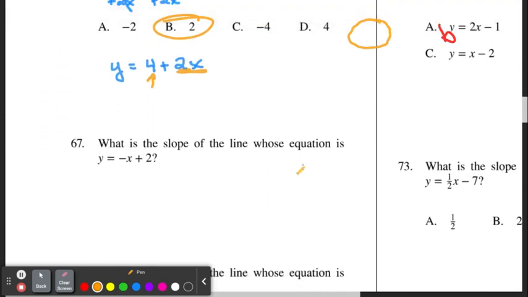For question 67, what is the slope of the line whose equation is y equals negative 1x plus 2? So the equation is negative 1x plus 2. What number is in front of the x? That's your slope. And it's negative 1.